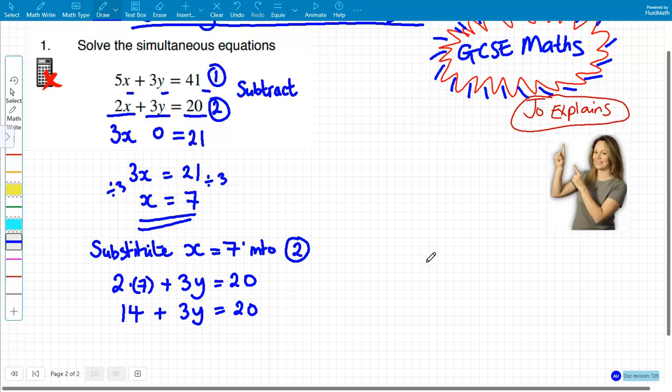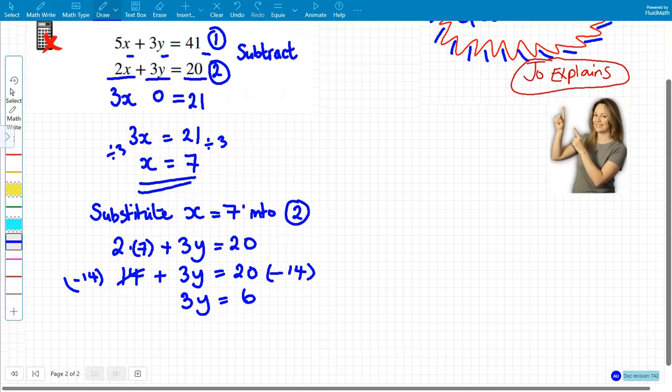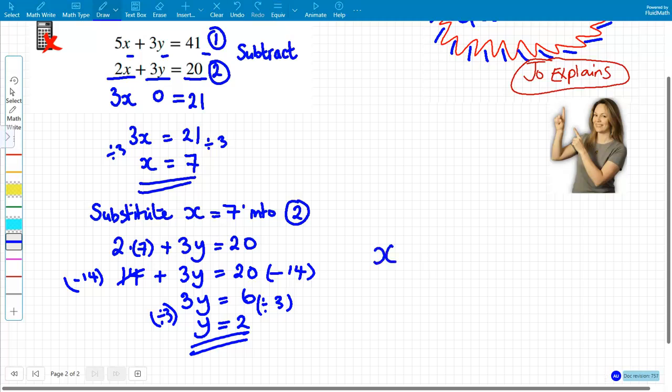And then I'm going to solve for y now. So I'm going to take away 14 on both sides. Take 14 away there, so that's gone, and then I've got 3y equals 6, move it down a little bit more, and that gives me y equals, divide by 3 both sides, y equals 2. So I now have my x and I have my y, so finally I'm just going to write it out again, x equals 7 and y equals 2, and that's the final answer.